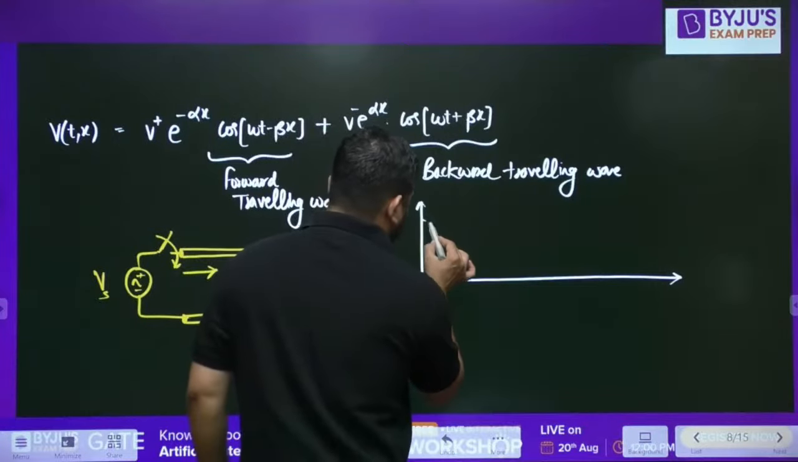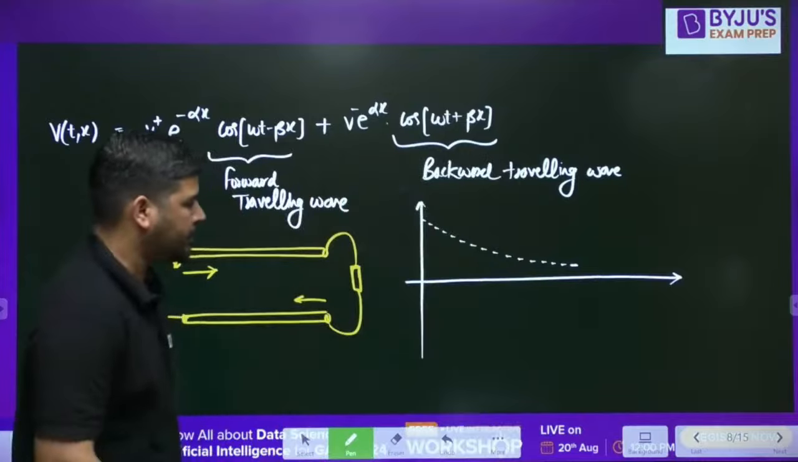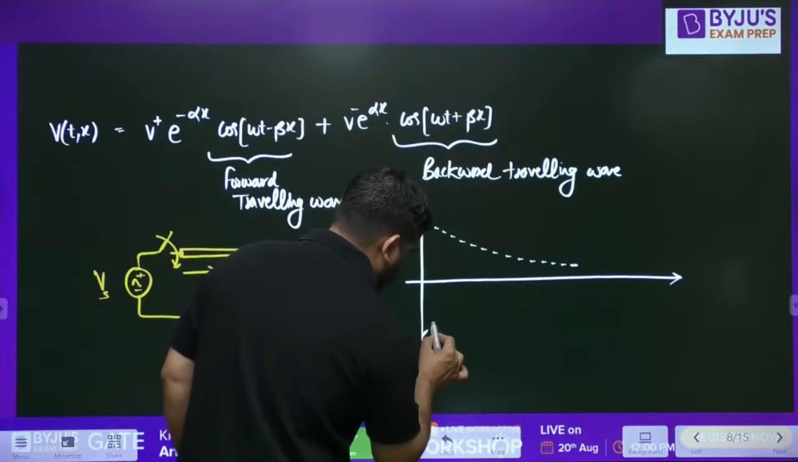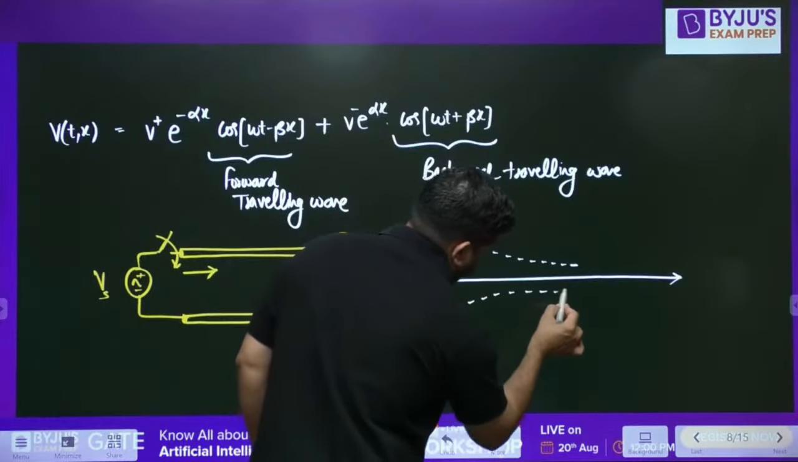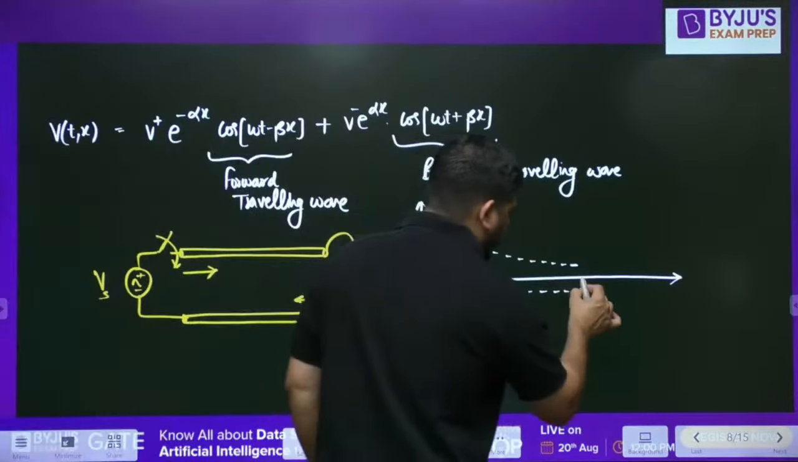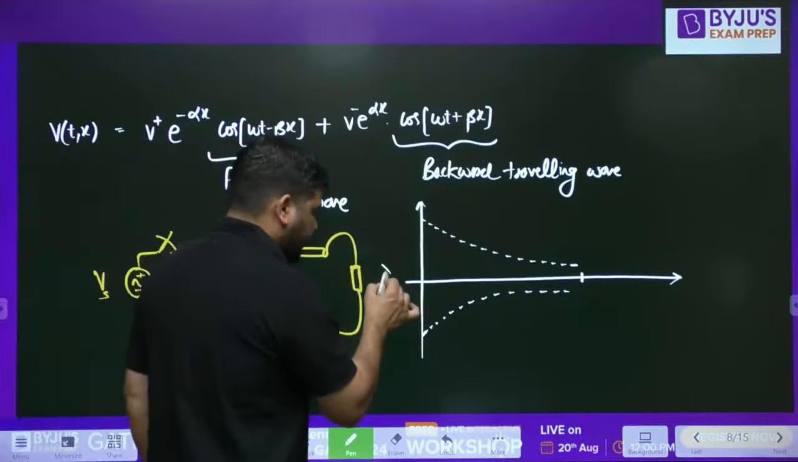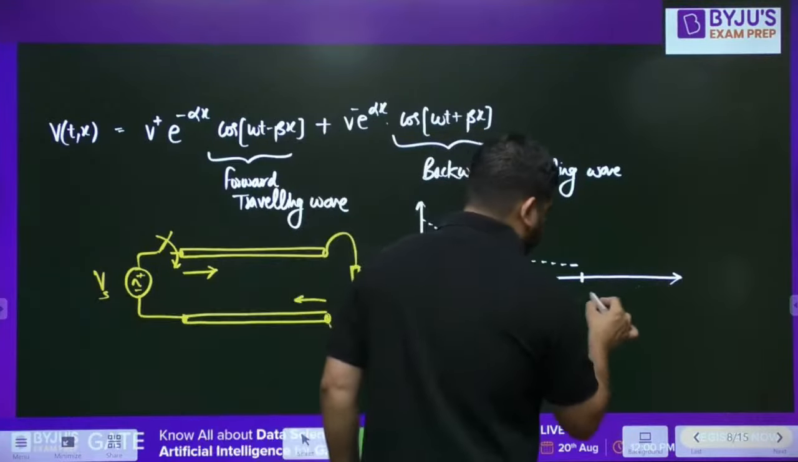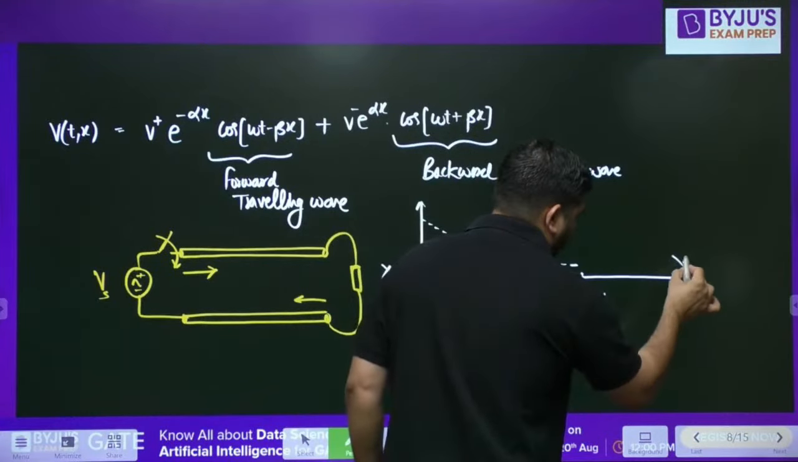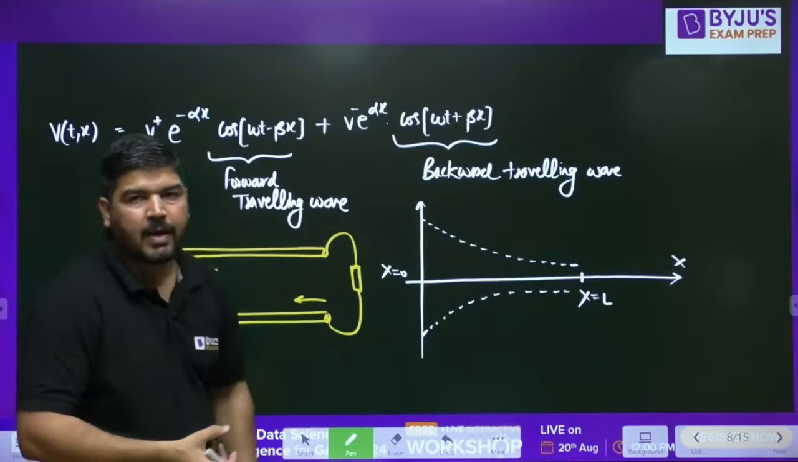So this is the kind of envelope on the positive side as well as on the negative side. Okay, so this is our envelope, and let's say this is x equal to L. At this point the load is connected. This is x equal to 0 and this is x equal to L. So I have drawn this envelope. Now inside this we have cos of omega t.